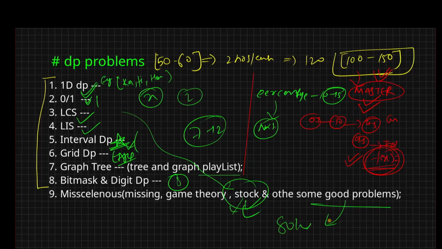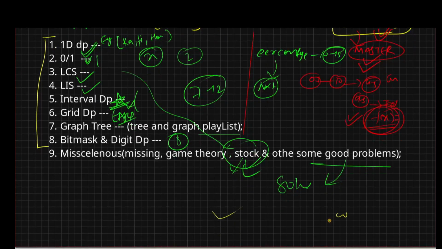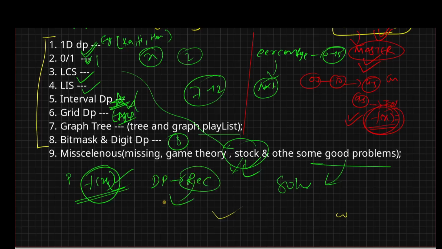So in the whole playlist you should put your effort into finding the recurrence relation. This is the core of DP. If you don't get it, you don't get DP. That is the thing. There is no way around it. Every DP has a recurrence relation. You get it, you solve the problem. That's it.